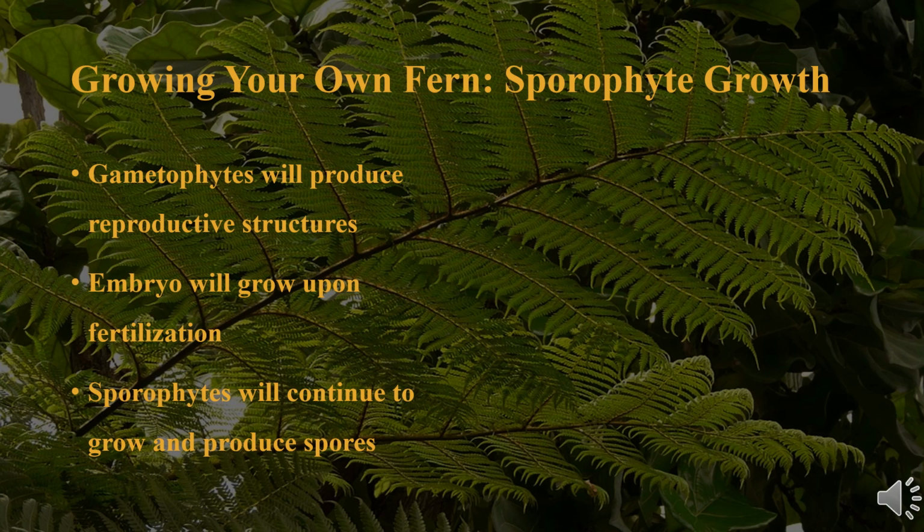Sporophyte growth. In the new moist mix, gametophytes will produce male and female reproductive structures. Upon fertilization, an embryo will eventually grow into the sporophyte generation from under the gametophyte. Over time, the sporophytes will continue to grow and will eventually develop structures on their undersides, which produce more spores. Thus, the cycle is completed and starts again.